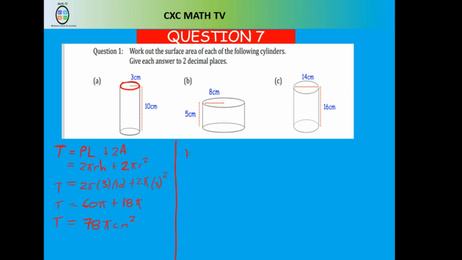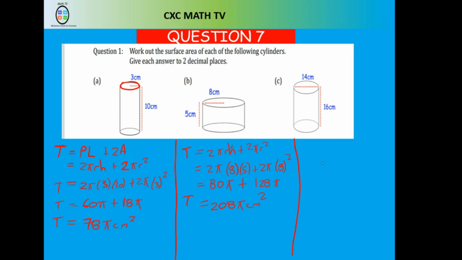Over here, again, we're going to use the formula 2 pi rh plus 2 pi r squared. So that is now 2 pi times the radius, which is 8, times the height of 5, plus 2 pi times 8 squared. This is now 8 fives are 40, 40 times 2 is 80, so that's 80 pi, plus 8 squared is 64, and 64 times 2 is 128 pi. Then we'll add them, and we'll get 208 pi centimeters squared. That's the total surface area.